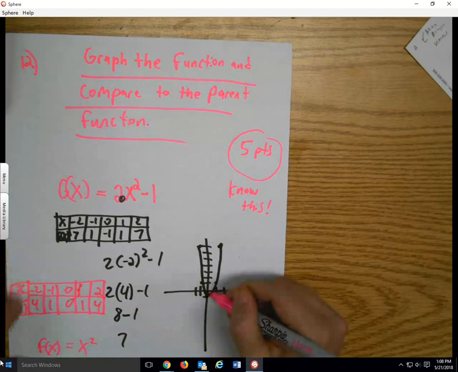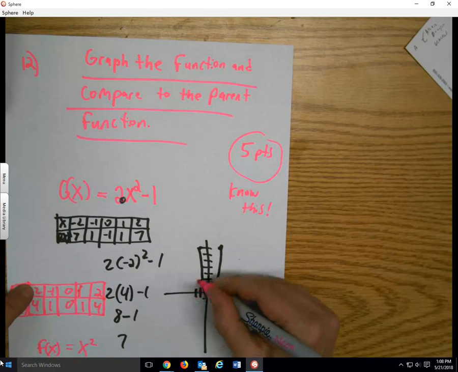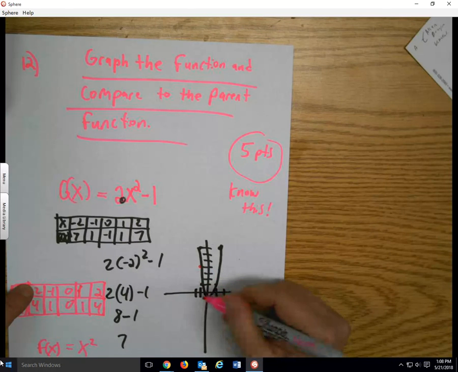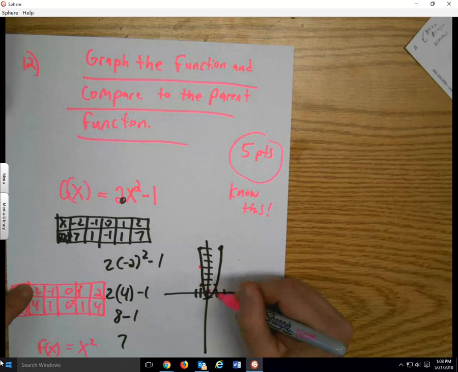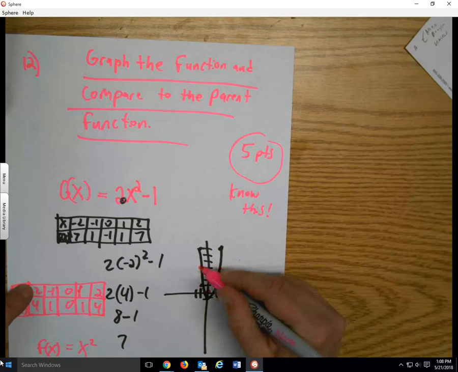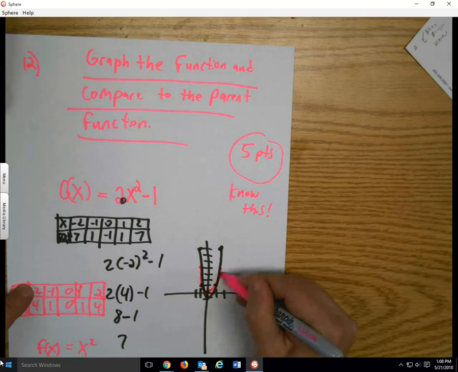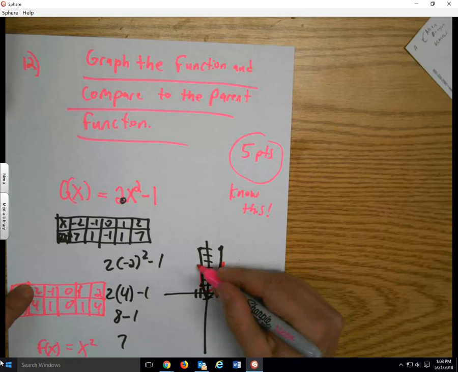Okay, so let's graph it real quick. If x is negative 2, y is a positive 4. If x is a negative 1, y is a 1. If x is 0, it's 0. 1 and 1. 2, and 4. It looks like this. Okay.